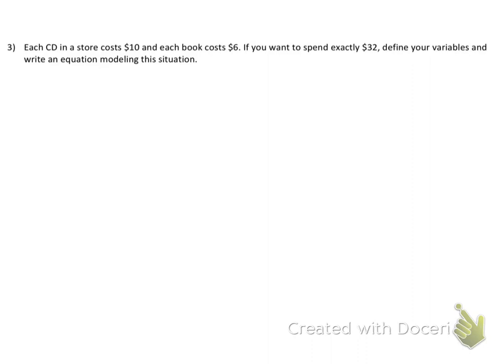In this one, let's read it and understand what's going on. Each CD in a store costs $10. Each book costs $6. If you want to spend exactly $32, define your variables and write an equation modeling this situation. Everything up to this point we've written in slope-intercept form. But there is another form of a linear equation called standard form. Standard form happens when both our x's and y's are variables that are not necessarily independent or dependent on each other, so they're going to be on the same side. What does that look like here?